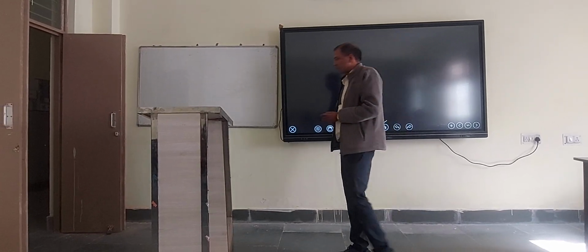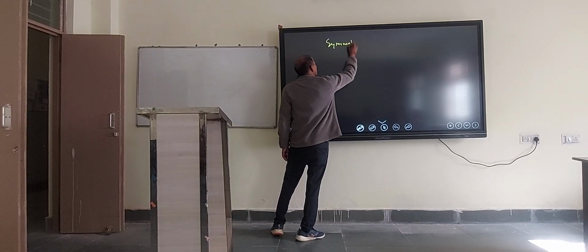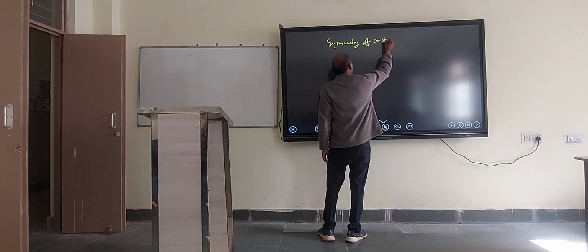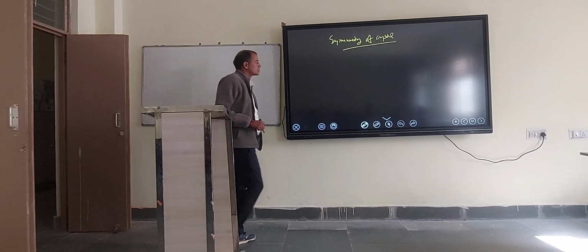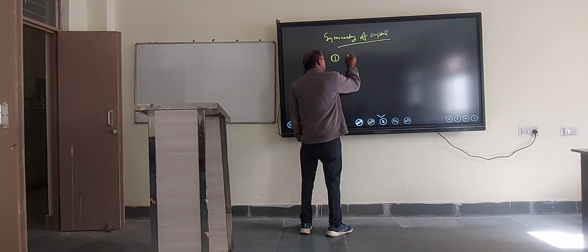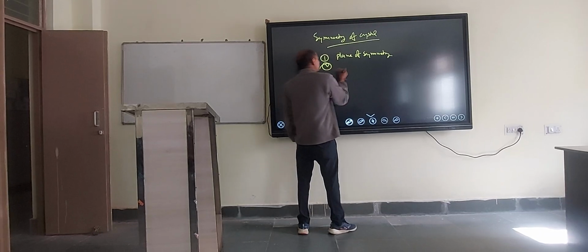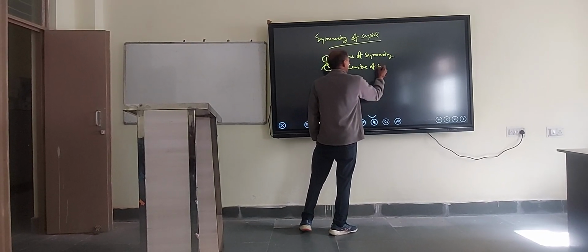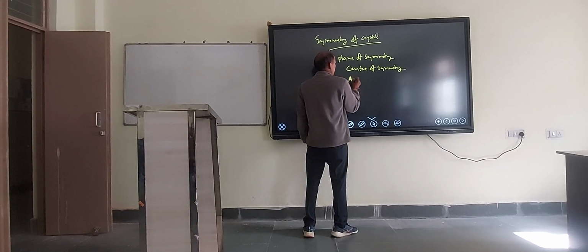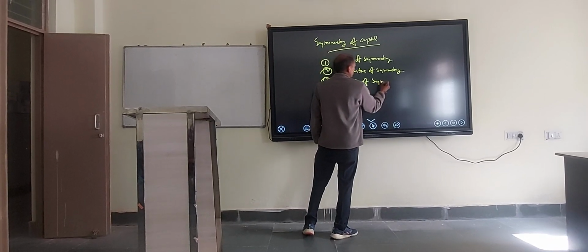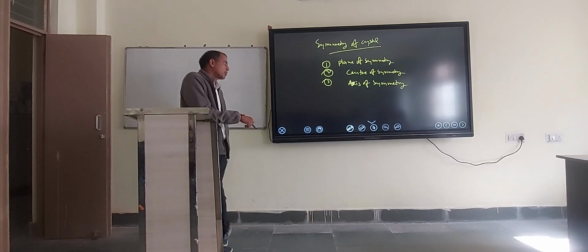Now, symmetry of crystal. In a crystal there are three types of symmetry: plane of symmetry, second one is center of symmetry, and third one is axis of symmetry. Symmetry in crystal: plane of symmetry, center of symmetry, and axis of symmetry.